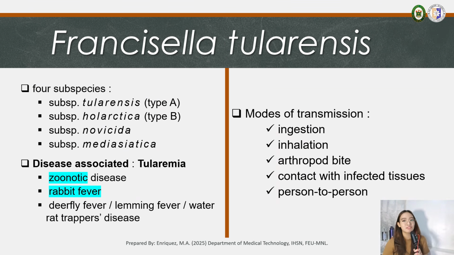Next is Francisella. Francisella has four subspecies, namely Francisella tularensis, subspecies tularensis, subspecies holarctica, subspecies novicida, and subspecies mediasiatica. Now, same with Pasteurella and Brucella, Francisella is a zoonotic pathogen that causes tularemia, also known as rabbit fever, and listed here is its different modes of transmission, which, as you could see, there's a lot. Okay, ang dami po nating options. There's so many different routes to acquire tularemia. So on the next slide, let's talk about tularemia.